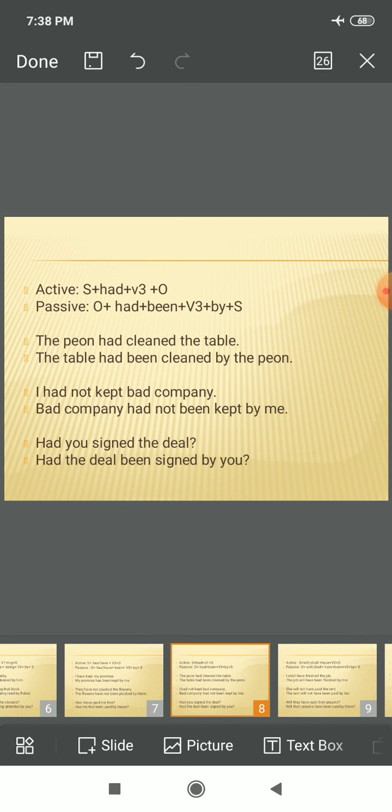See, the peon had cleaned the table. The table would come in the beginning, had will remain had whatever be the case. The table had been cleaned by the peon. As simple as that. I had not kept bad company. Bad company would come in the beginning. Bad company had not been kept by me. Had not been is added after the negative, right?